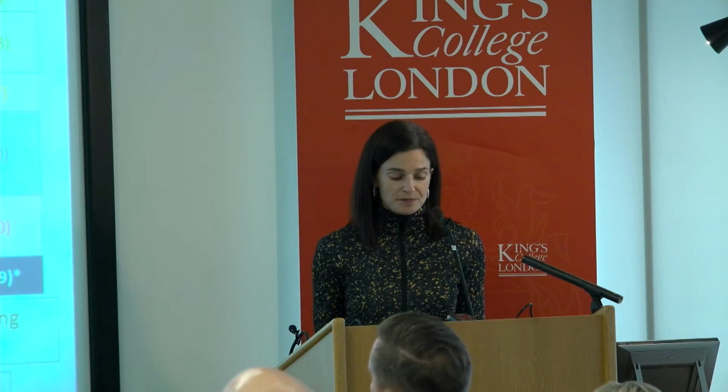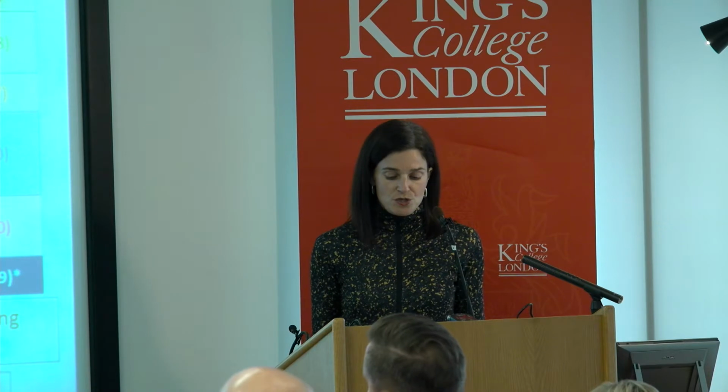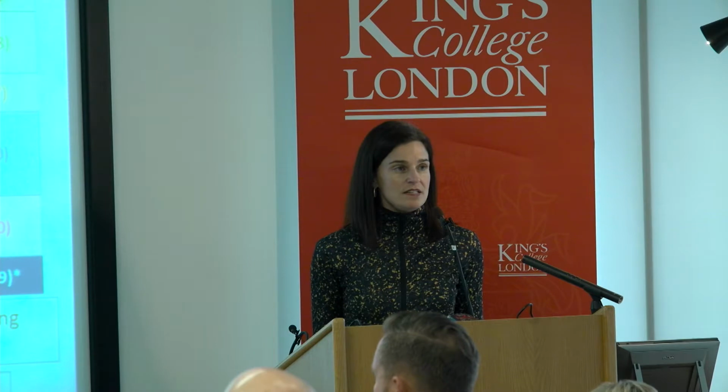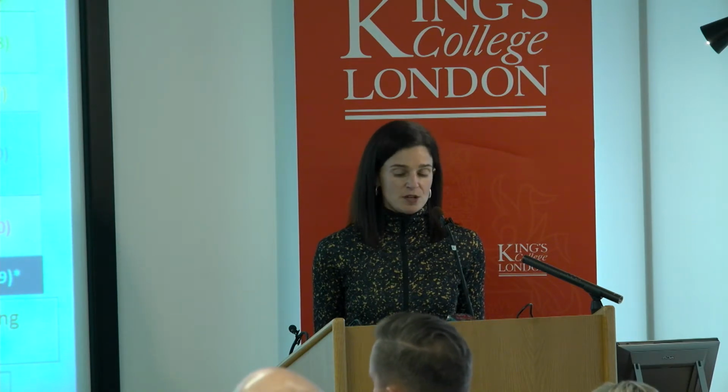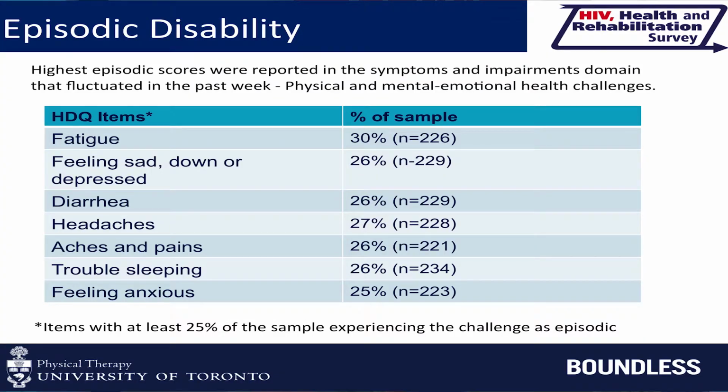The highest domain scores for both presence and severity were on the uncertainty and worrying about the future domain. Compared to younger adults, there were higher physical health challenges and difficulties with day-to-day activities seen among the older adults in this sample, and higher presence and severity scores for uncertainty among the younger participants. Among the challenges that tended to fluctuate within that current week, the most common were in the physical and the mental and emotional health domains.